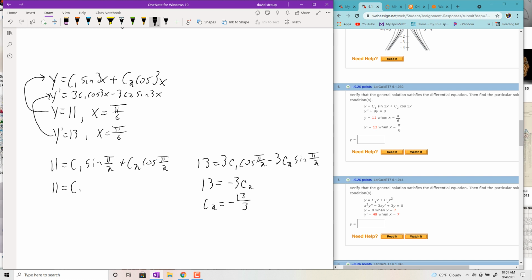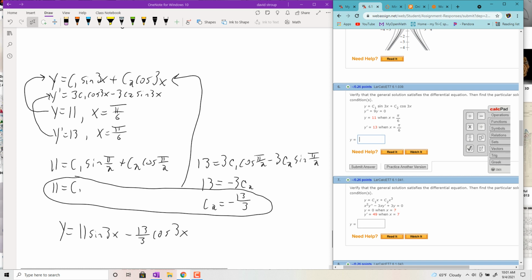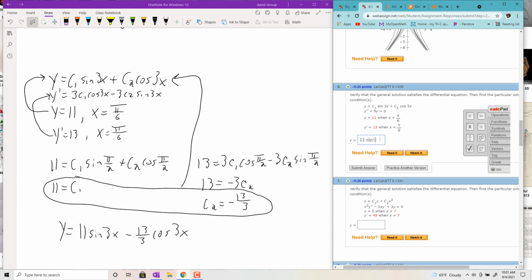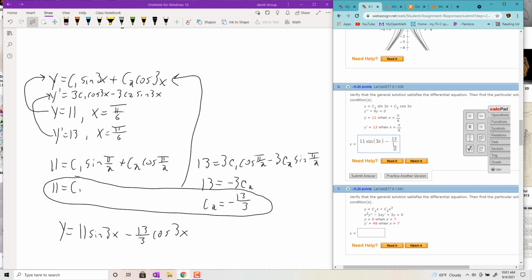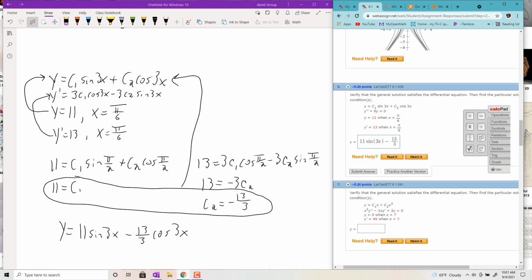And then you just plop those two coefficients back into your general solution. And that's your answer. So y is 11 sine 3x minus 13 thirds cosine of 3x. Let's see if that works. 11 sine 3x minus 13 thirds cosine of 3x.